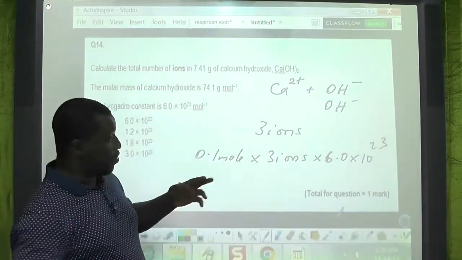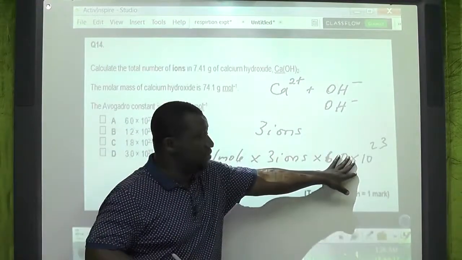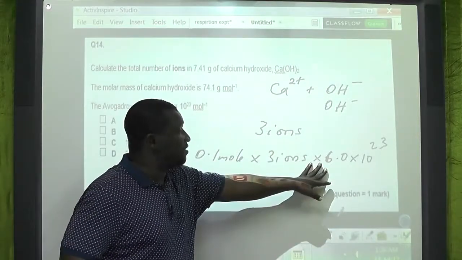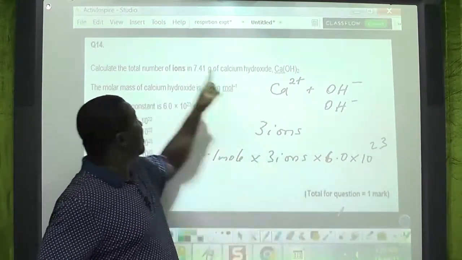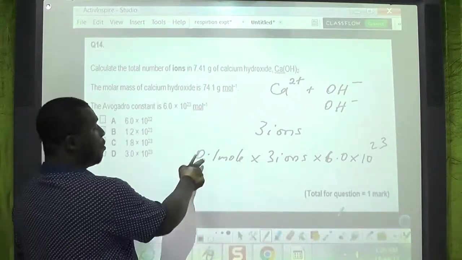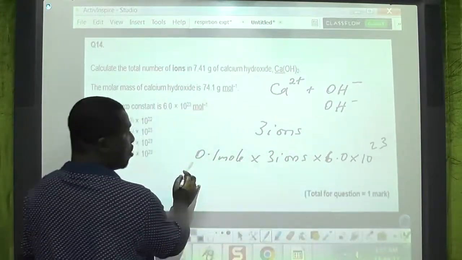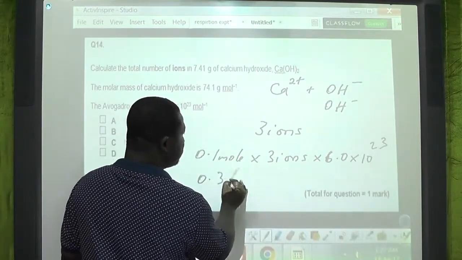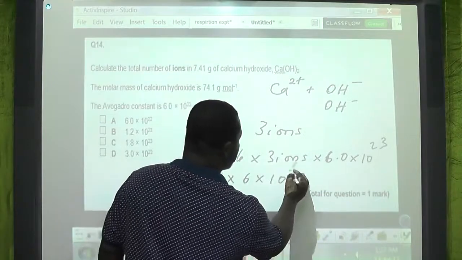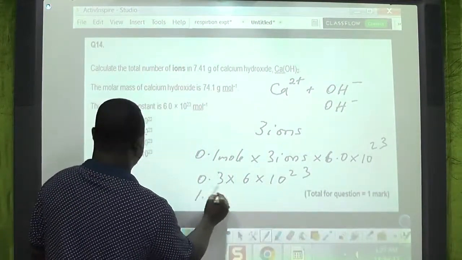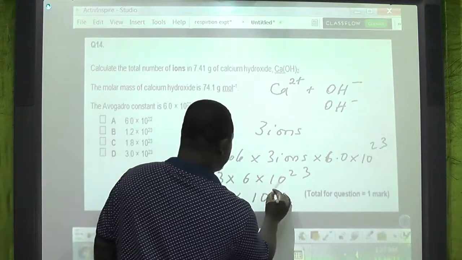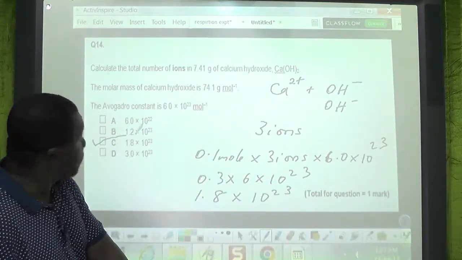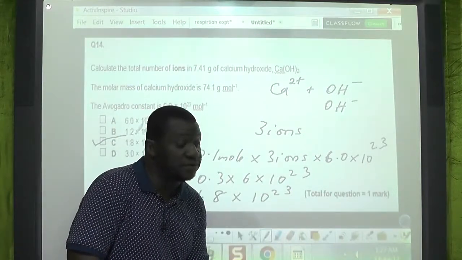This is easy enough because if it is 1 mole, it will just be 3 times this. If it is half mole, it will be half times this. If it is quarter mole, it will be 0.25 times this. If it is 1/10 mole, it's 0.1 times this. So we have 0.3 times 6 times 10 raised to the power 23, which is 1.8 times 10 raised to the power 23. That is our answer, and it is C. Are we correct for number 14? Yes, we are correct for number 14, C.